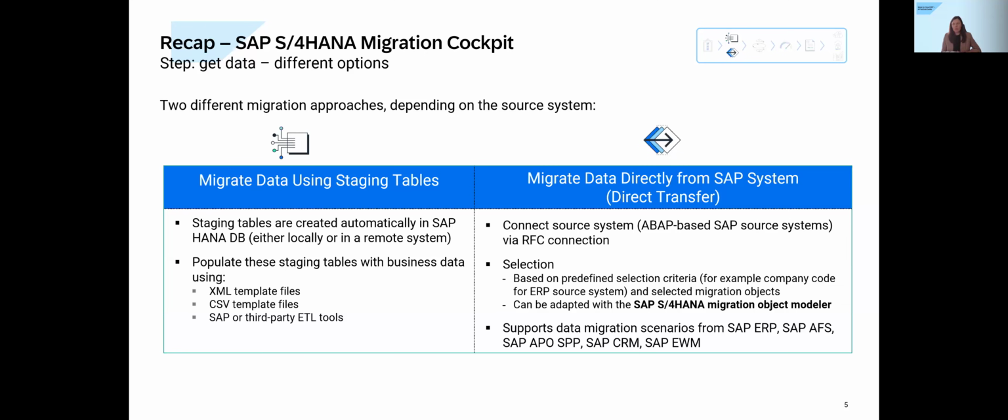The second approach is more innovative. It came later. It is called migrate data directly from SAP system. As you can understand from the name, with this approach, you build the RFC connection to your source system, and then you select the data and, of course, map the data and post the data into the S/4HANA system.